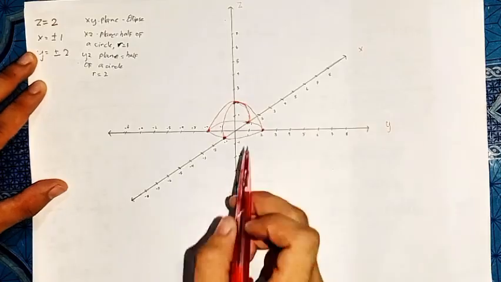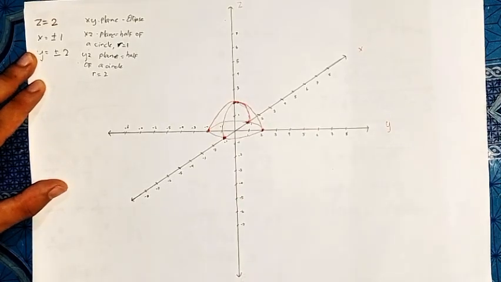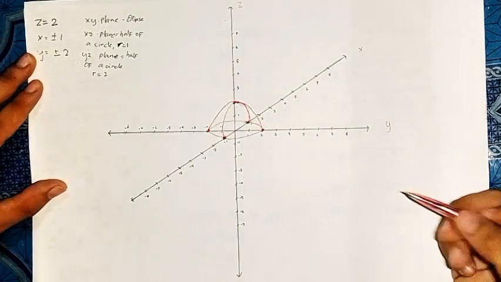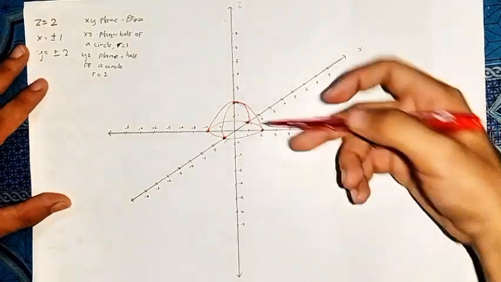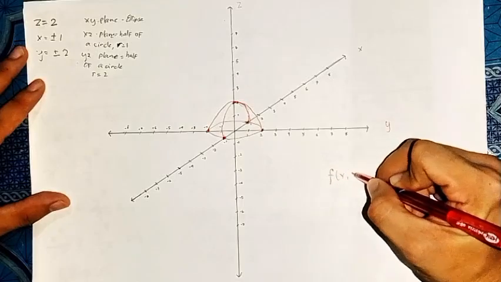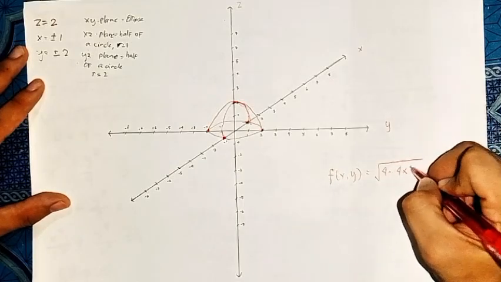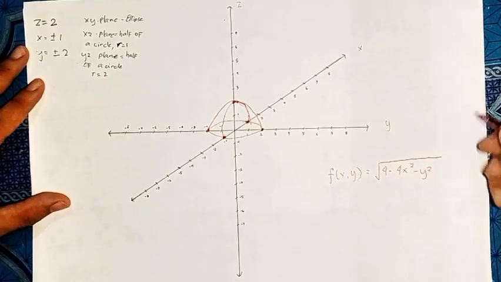So the graph looks like this. This is the graph of f of x and y is equal to square root of 4 minus 4x squared minus y squared.